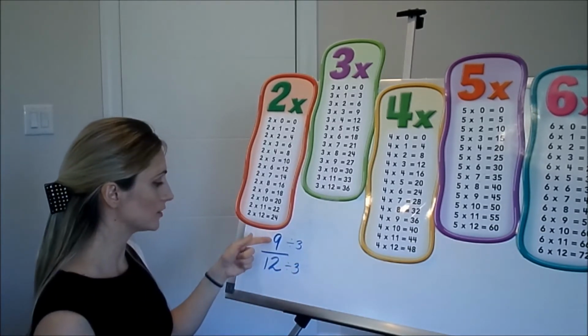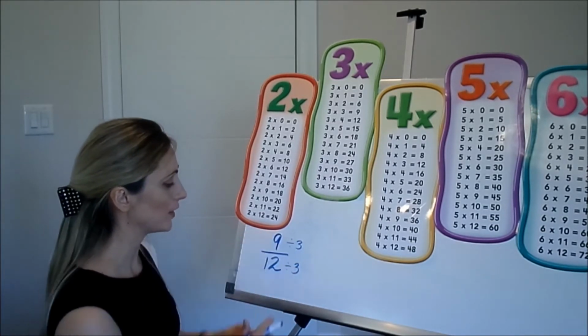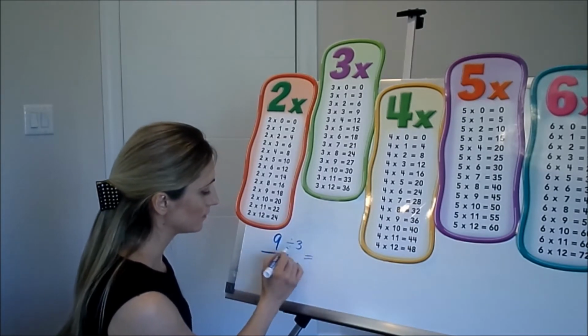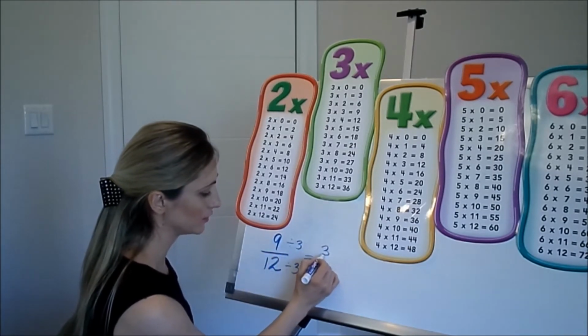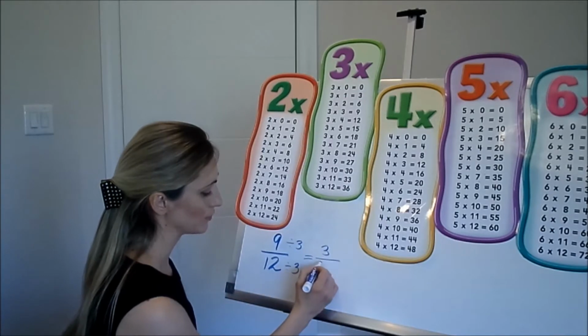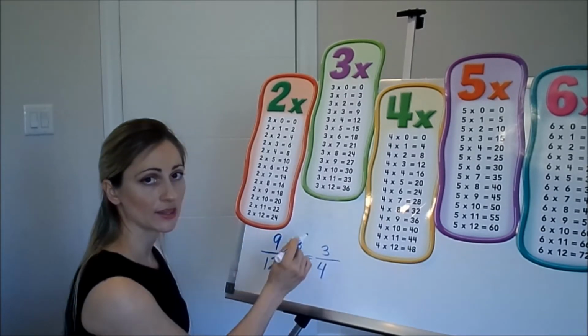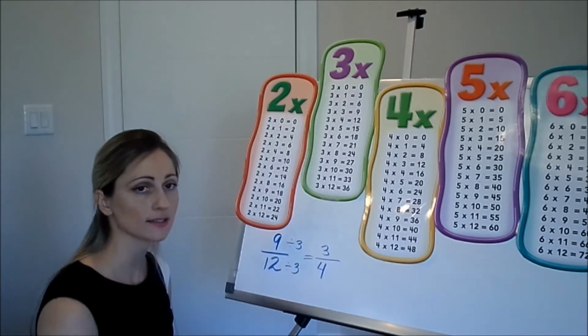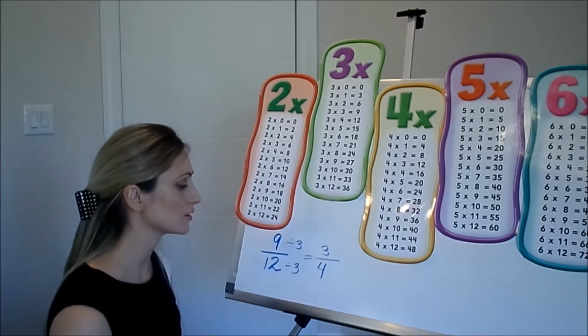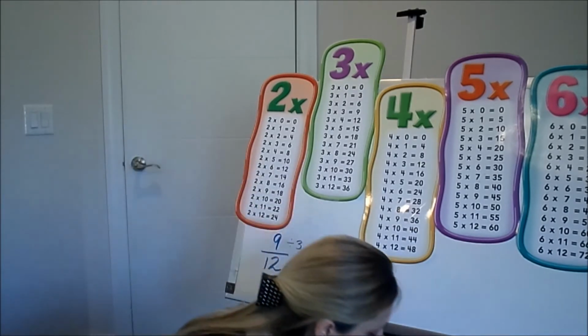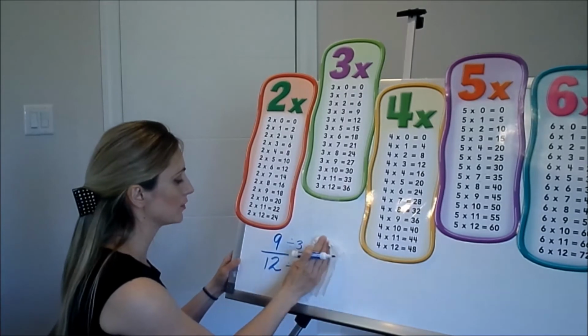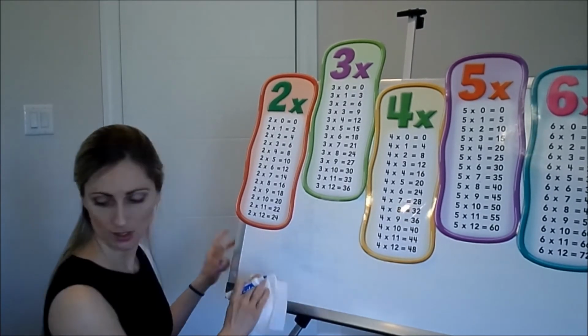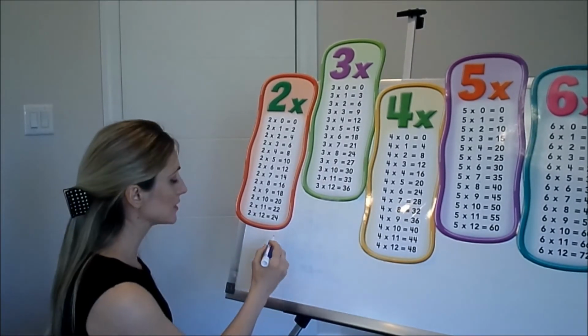You divide the denominator and the numerator by 3. And this is what you get. 9 divided by 3 is 3, and 12 divided by 3 is 4. 3/4. 9/12 equals 3/4. Okay, let's try another one. There was another one on that page.